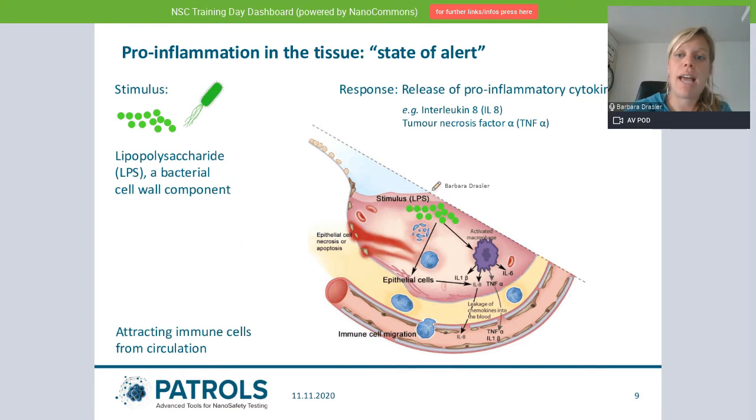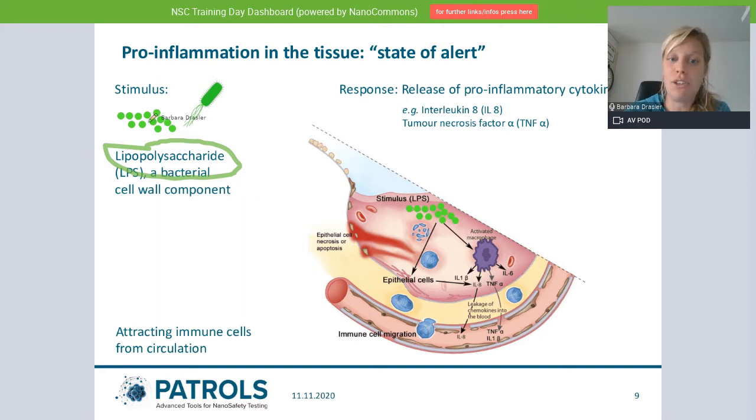Inflammation occurs as a consequence of a stimulus or a combination of stimuli in the lungs or in the whole tissue. An example of such a stimulus is LPS, lipopolysaccharide. This is a component of the gram-negative bacterial cell wall. Also in vitro, we can use this compound to mimic inflammation. But I want to point out that just the presence of a stimulus in the tissue does not always mean that the tissue will be inflamed.